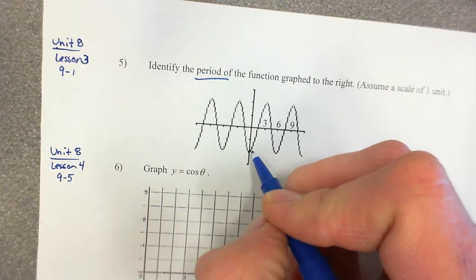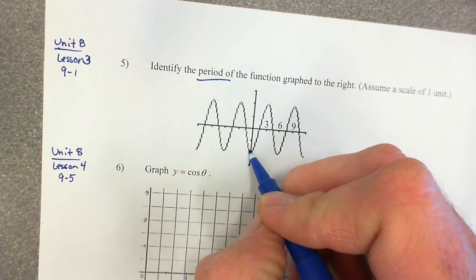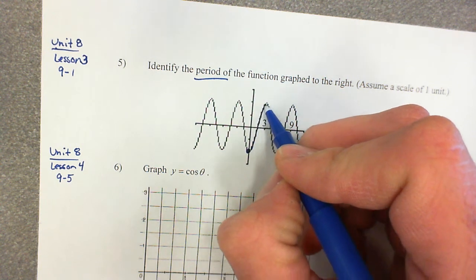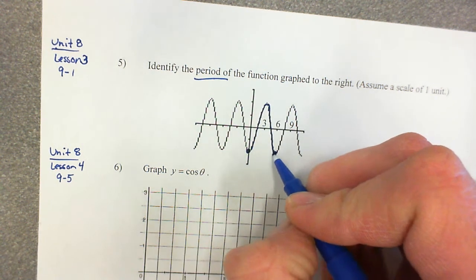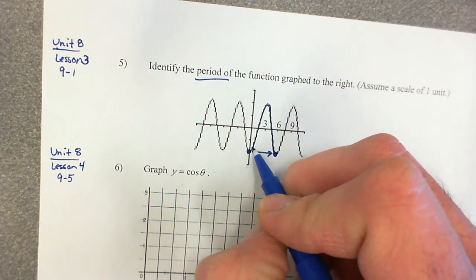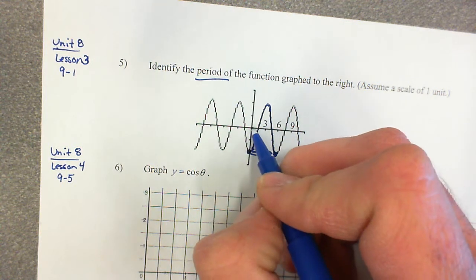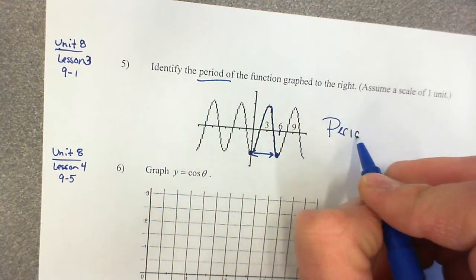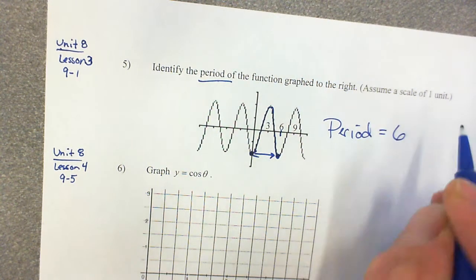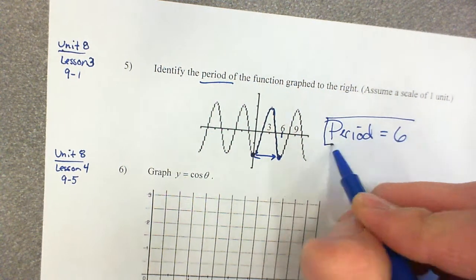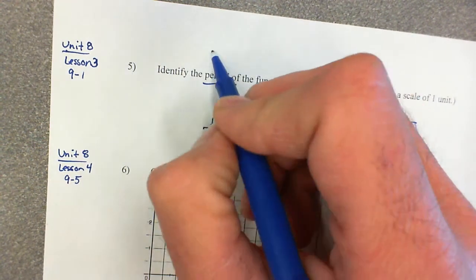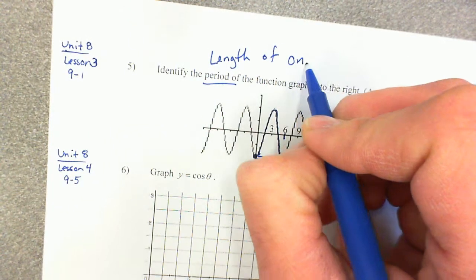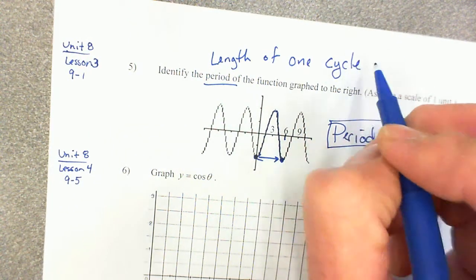So period is the length of a cycle. So if we start at 0, and this comes up and back down, the question is, how long is it between here and here? Well, here's 0, there's 6, so the period would have to be 6. Okay? So again, period is the length of one cycle.